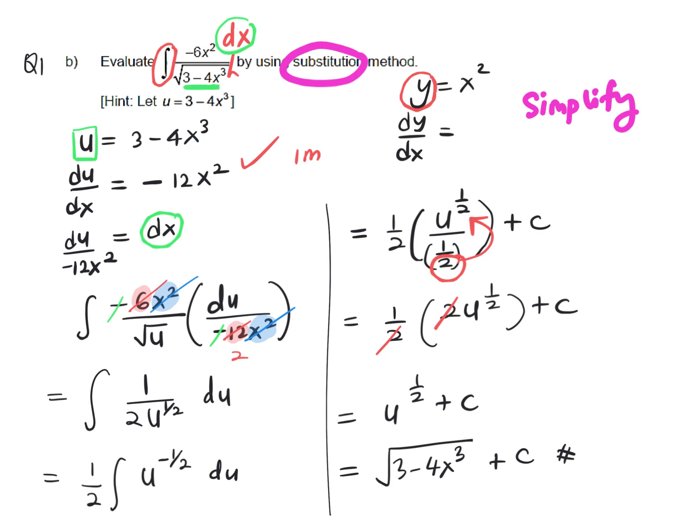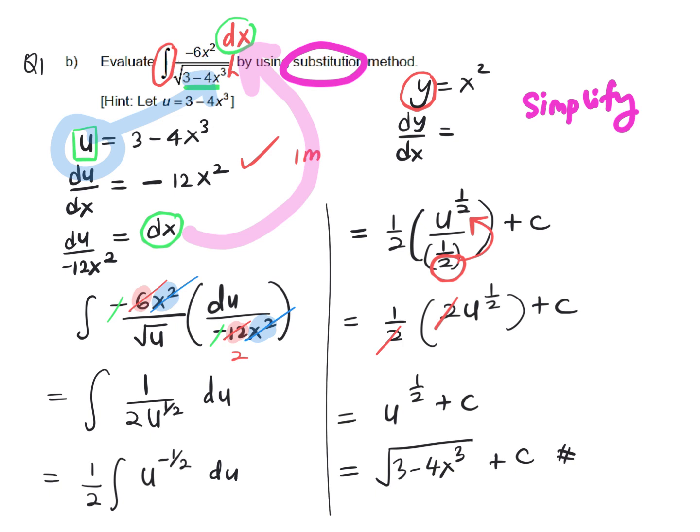Okay, so you need to make dx the subject so that later on this dx can be replaced, and then your u term here can be replaced here. So that's the thing we are going to do. Now gantilah this one. In the first place, negative 6x kuasa 2 ni, dia tak kacau apa-apa lagi sebab tadi kita tak guna pun. Kita guna 3 tolak 4x kuasa 3.